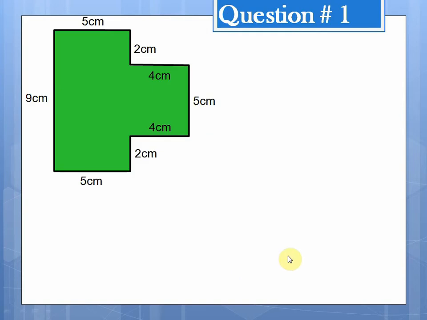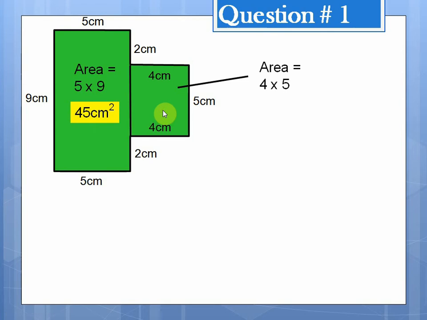Next, moving on, the whole class for questions. This is question number 1. These are composite figures. We can say that two rectangles are attached to each other, so we break the whole figure into two rectangles: a bigger rectangle and a smaller rectangle. First we find the area of the bigger rectangle, whose length is 5 centimeters and width is 9 centimeters. So the area of this rectangle is 45 centimeter square. Next, the smaller one, whose measurements are 5 and 4, so the area of the smaller one is 20 centimeter square.